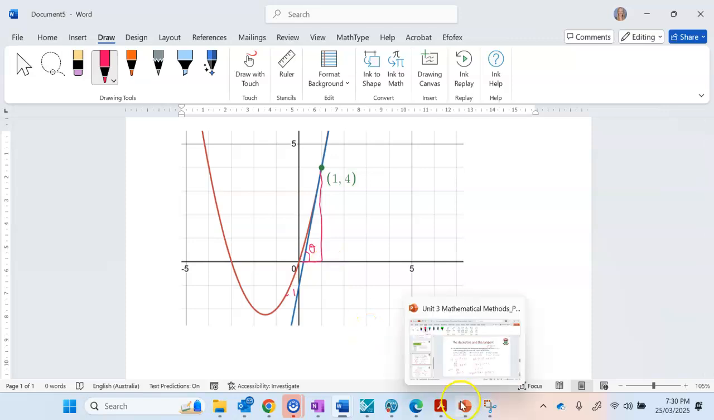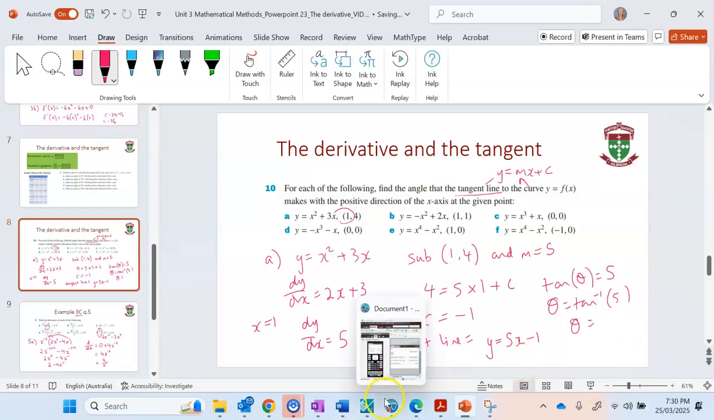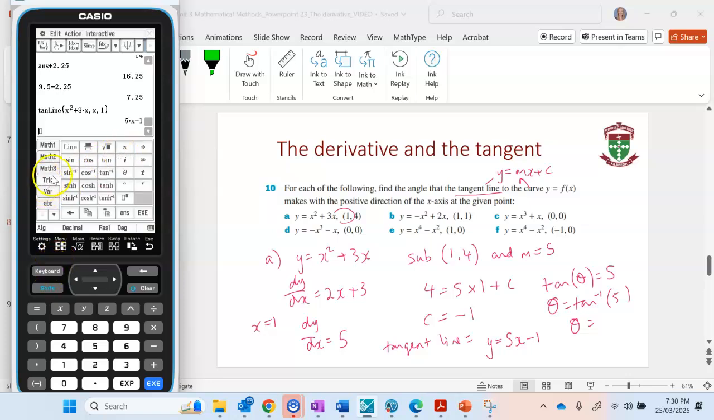Let me go back to the question. That just means tan of some angle is equal to 5. So your angle is equal to inverse tan of 5. Just make sure in Methods, this is pretty much the only time you need to have your calculator in degree mode, because we're used to having it in radian mode for circular functions. So for this one, we need it in degree mode. We go into our trig, inverse tan of 5, and there's our angle, 78.69 degrees.